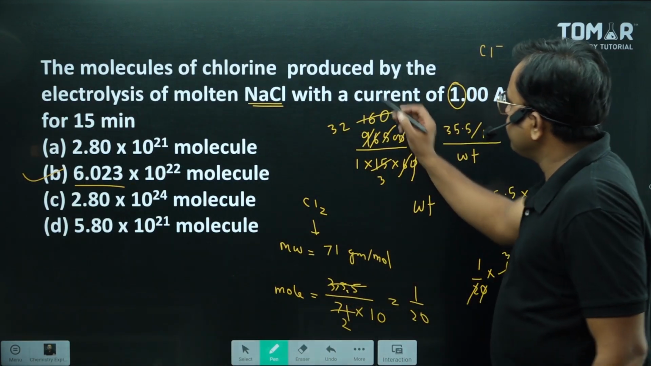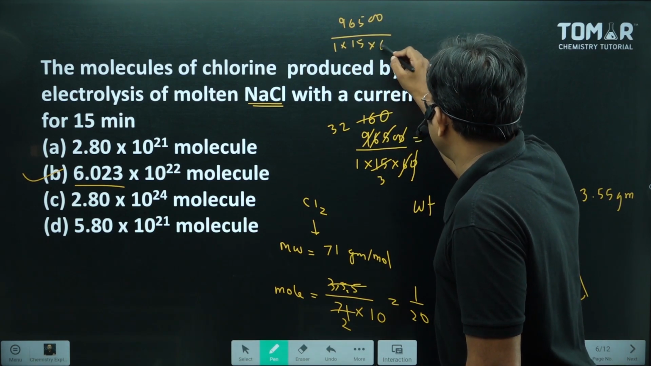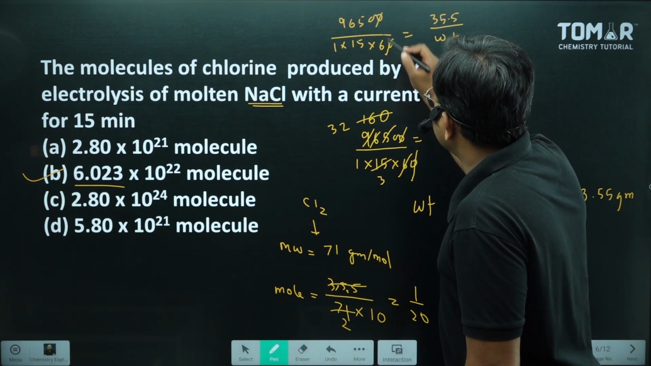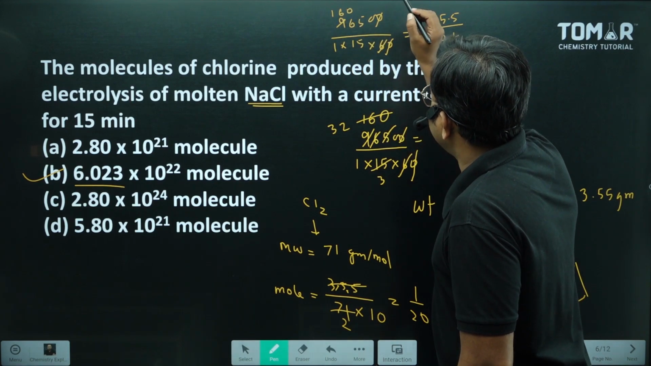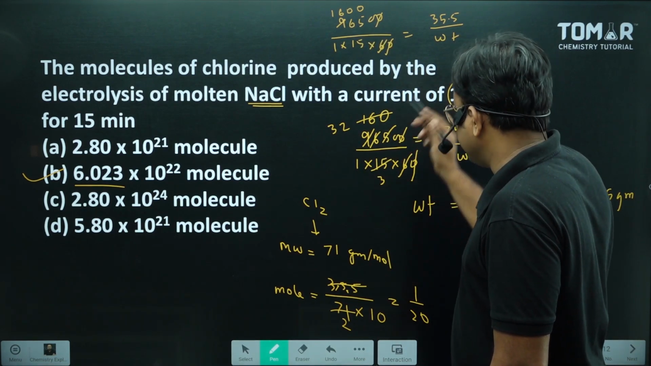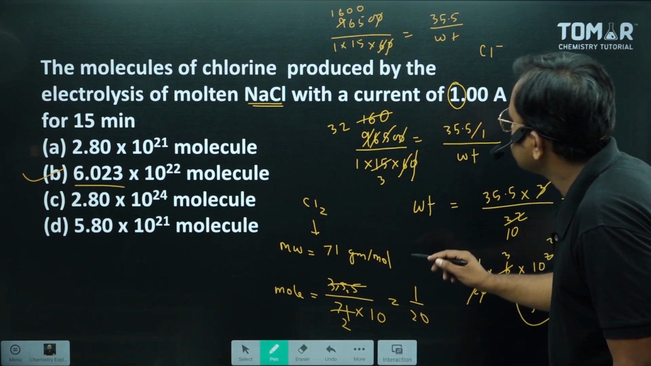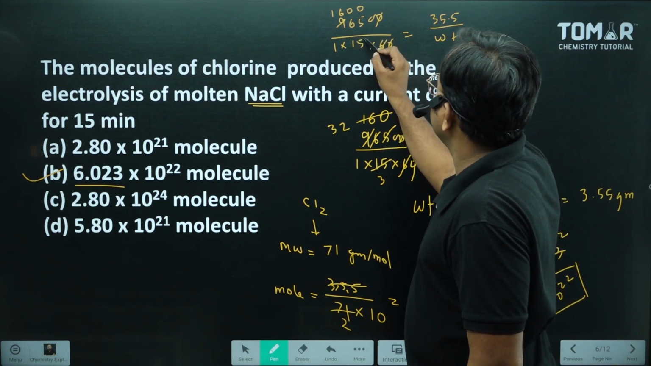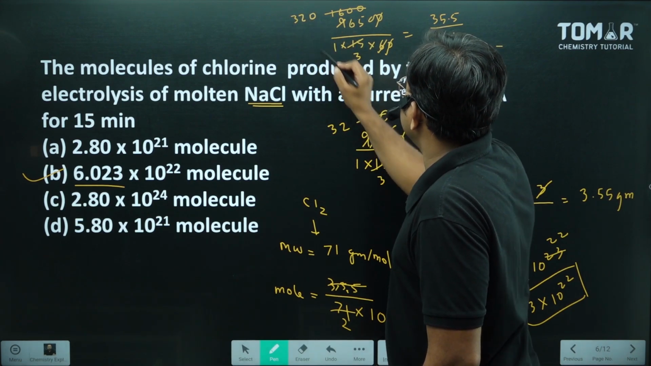We have done something wrong here. 96500, 1 into 15 into 60 is equal to 35.5, and weight deposited is 0, 0, 6, 1 ja 6, 6, 6 ja 36, 0. We have missed 1 zero here. Yes, we have missed 1 zero. Okay. So this is equal to 5, 3 ja 15, 5, 3 ja 15, 5, 2 ja 10, 0.